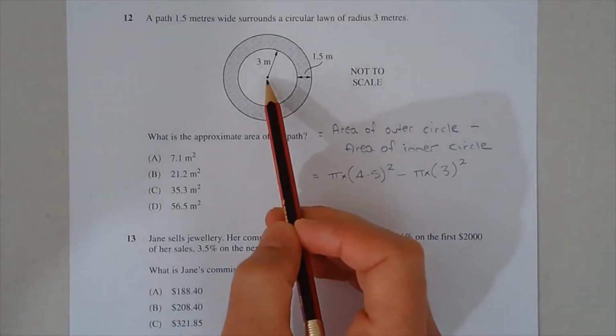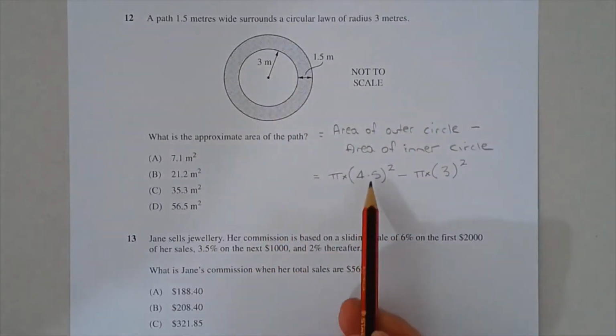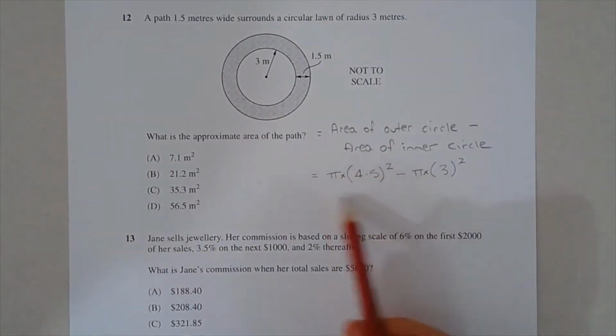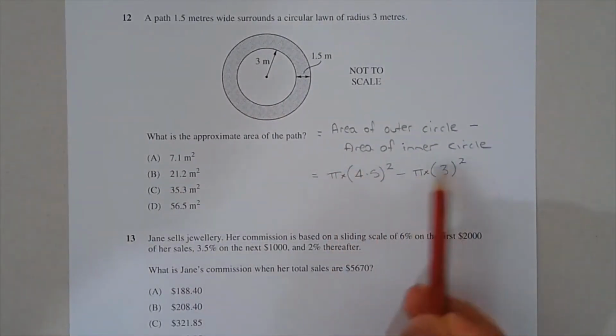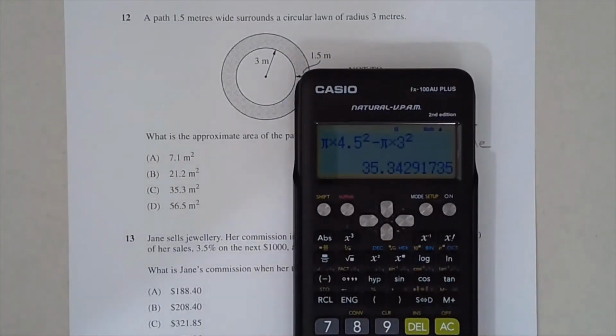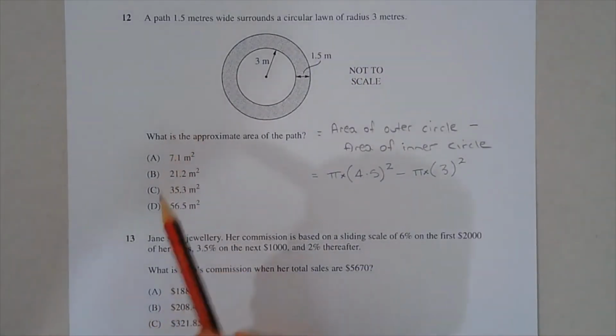Now the radius of the outer circle is 3 metres plus the width of the path, so that gives us a radius of 4.5 metres. And of course the radius of the inner circle is 3 metres. So area of the outer circle minus the area of the inner circle, and that's it there on a calculator. Press equals and you'll get 35.3429, and that rounds to 35.3, option C.